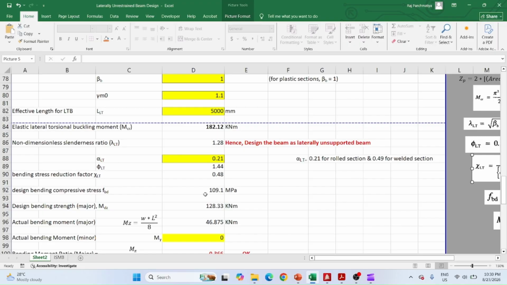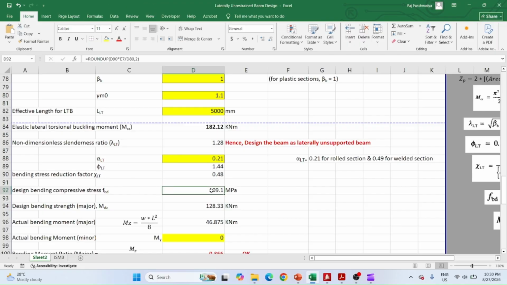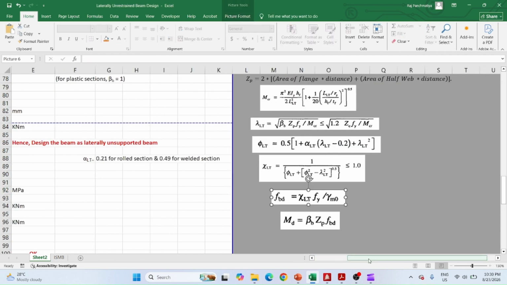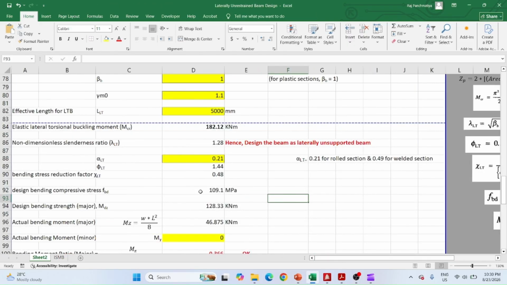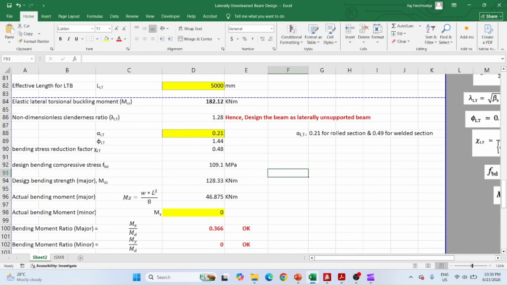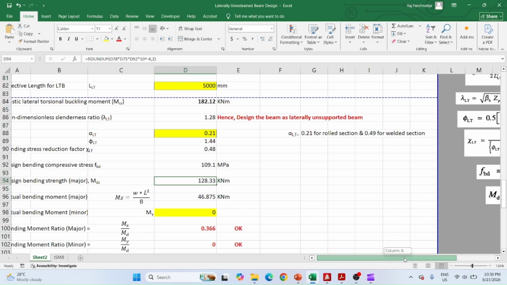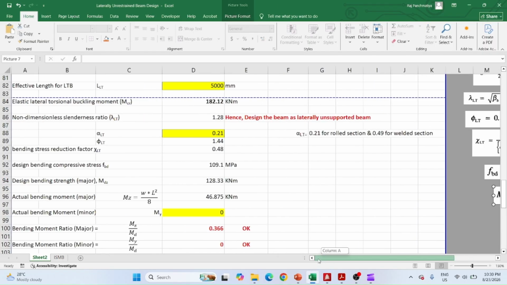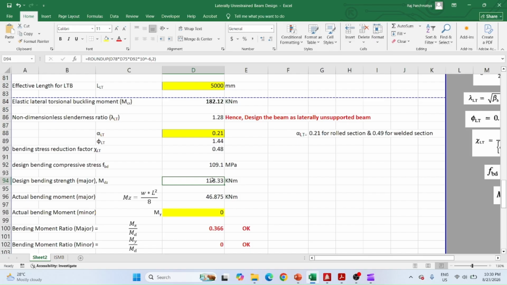Once we get the value of chi LT, we can calculate the design bending compressive stress, that is fbd, which is nothing but chi LT fy by gamma m0. And finally the design bending strength about the major axis is given by beta b Zp into fbd. Putting all the values, we will get the value of Md z as 128.33 kilonewton meter.